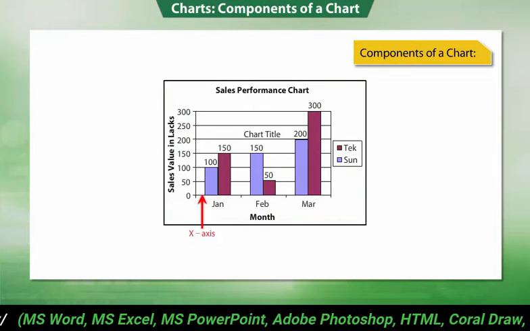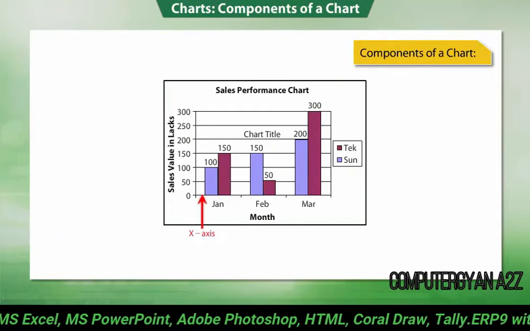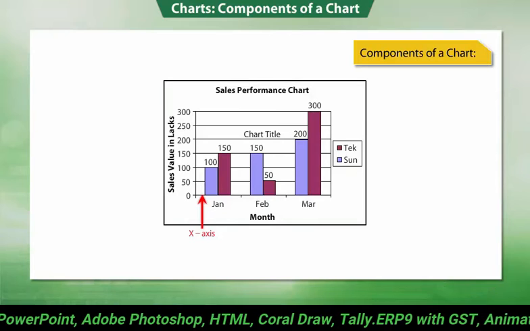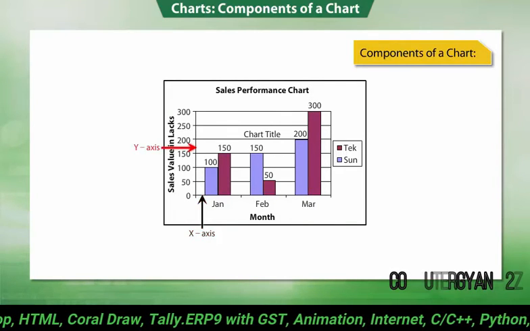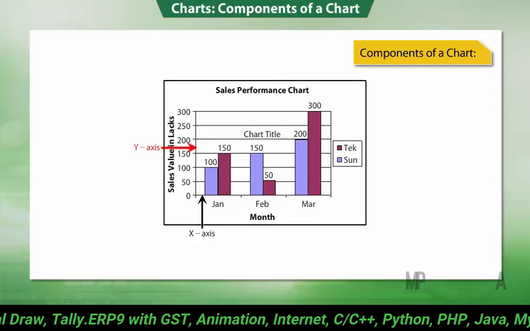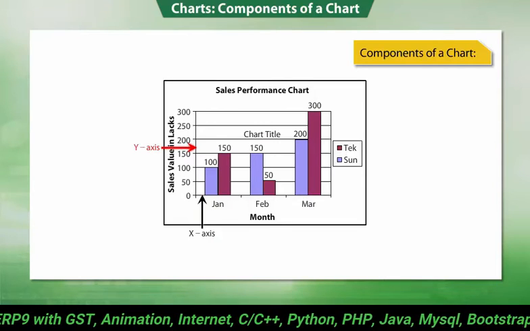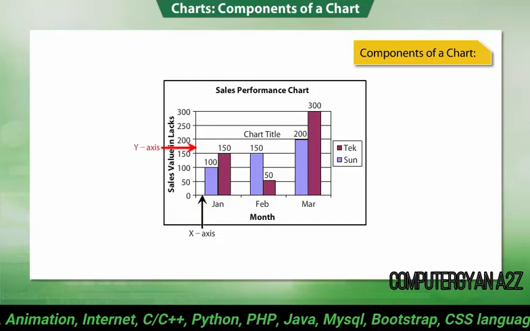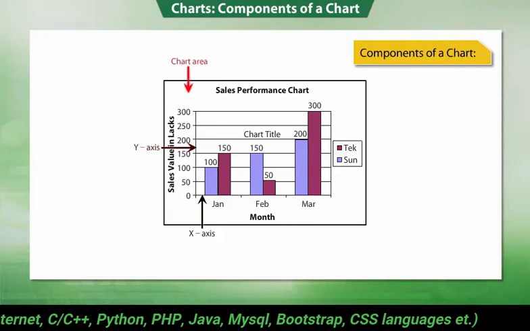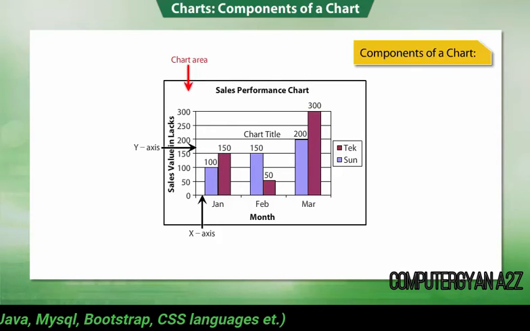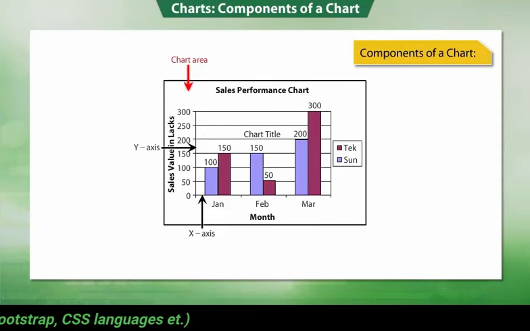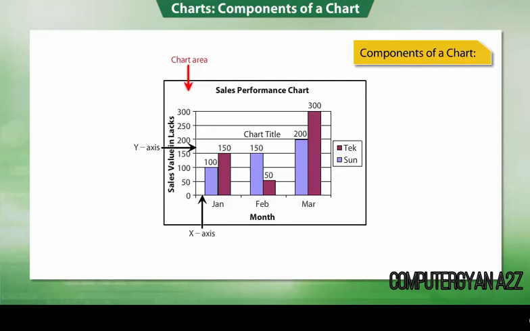X-axis, a horizontal line on which the variation of another component of the chart is displayed. Y-axis. The Y-axis is used to show the variation of different identities. Chart area. Chart area is the entire area that is reserved for accommodating the chart and other components such as legends, titles, and so on.